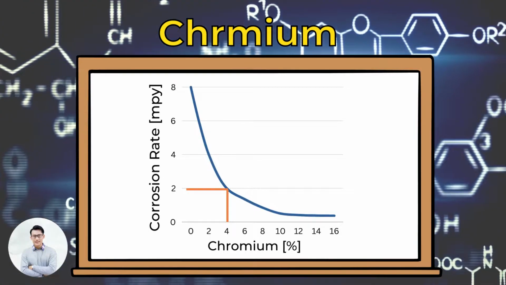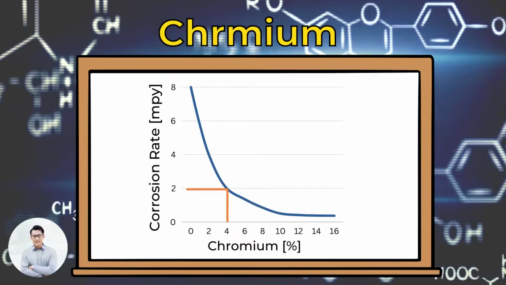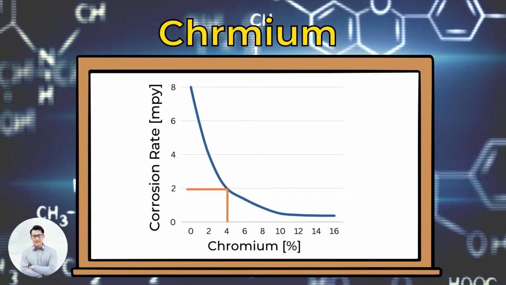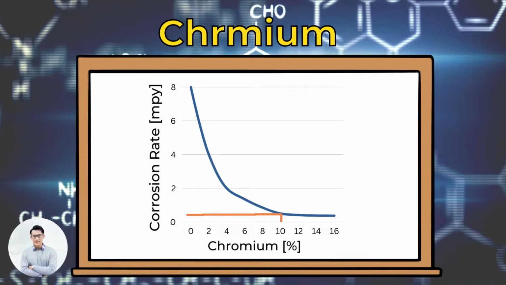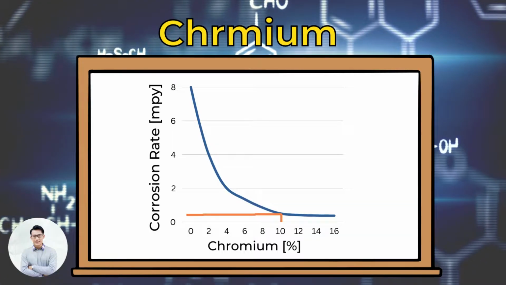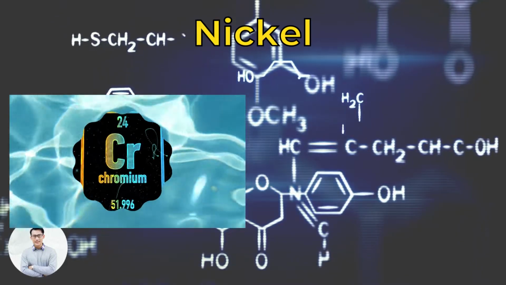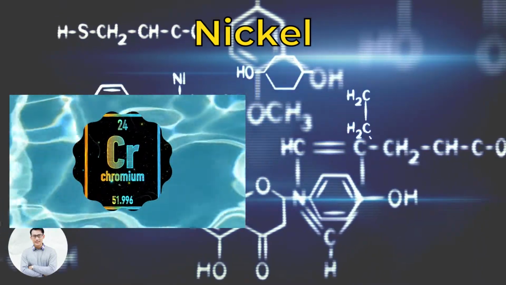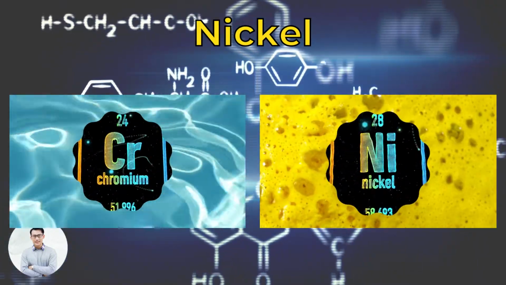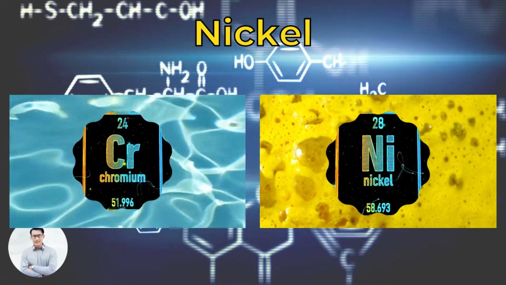As you can see on the graph, even a small amount of chromium already gives significant corrosion resistance. And above 10%, the effect flattens. Chromium alone protects only in atmospheric and aqueous environments. Adding nickel improves the resistance also in acidic environments.